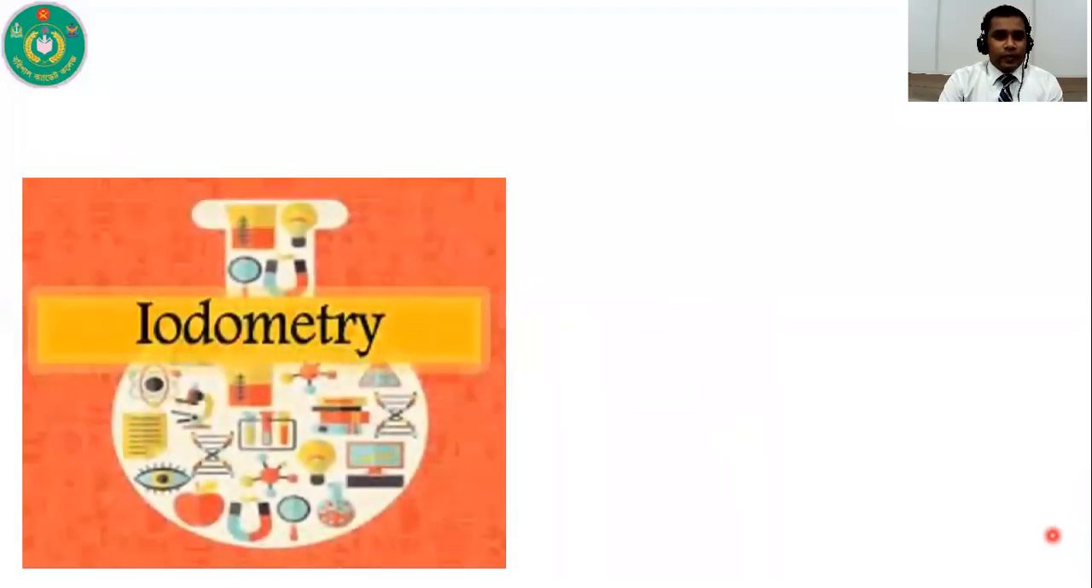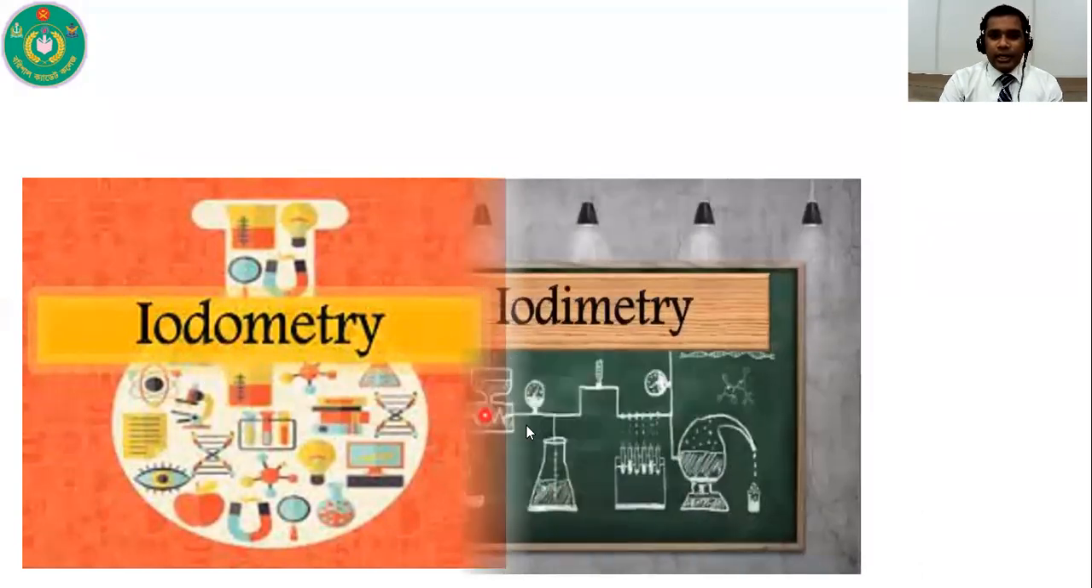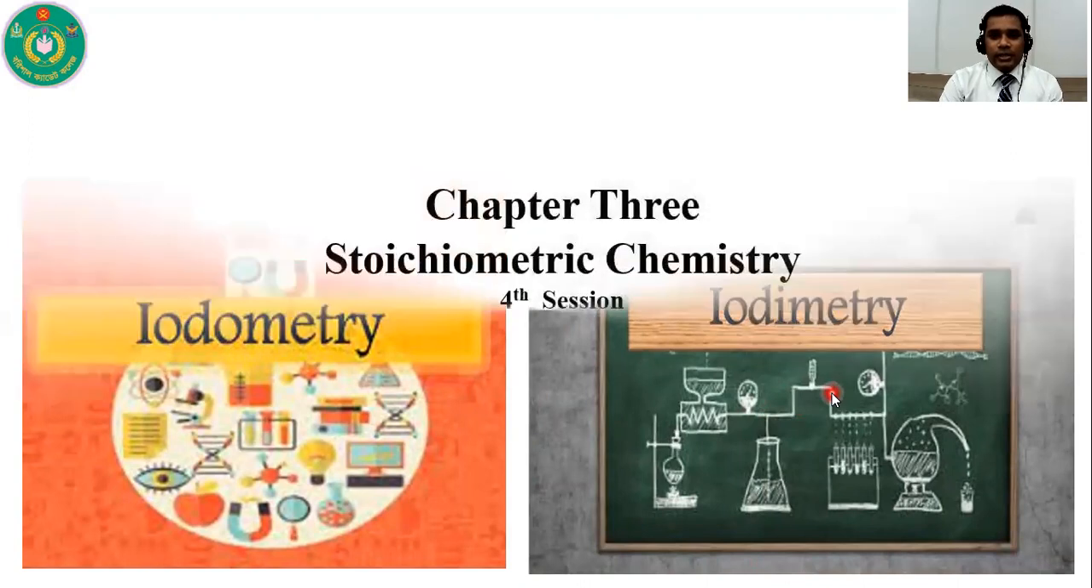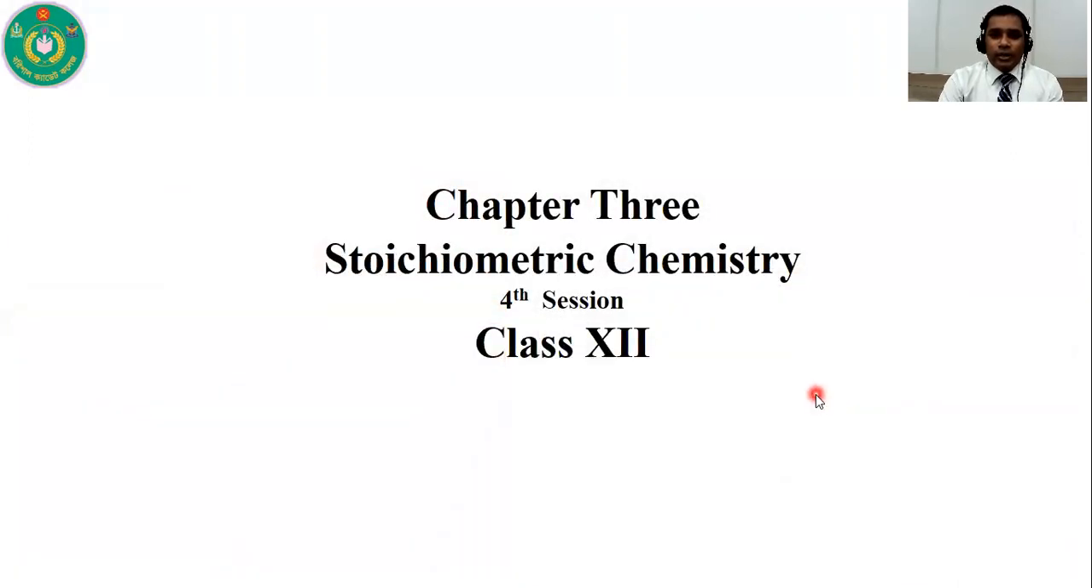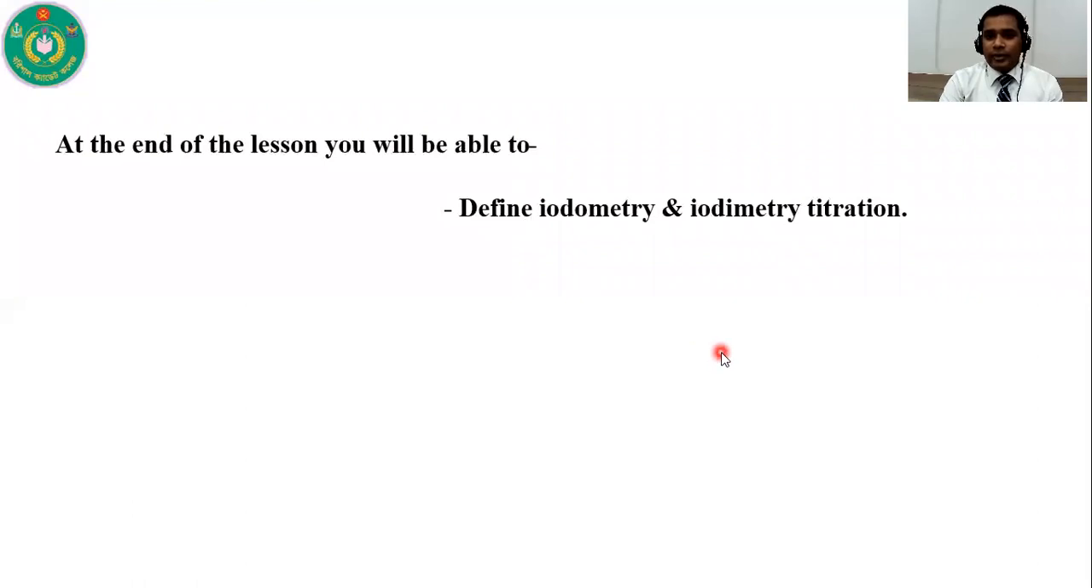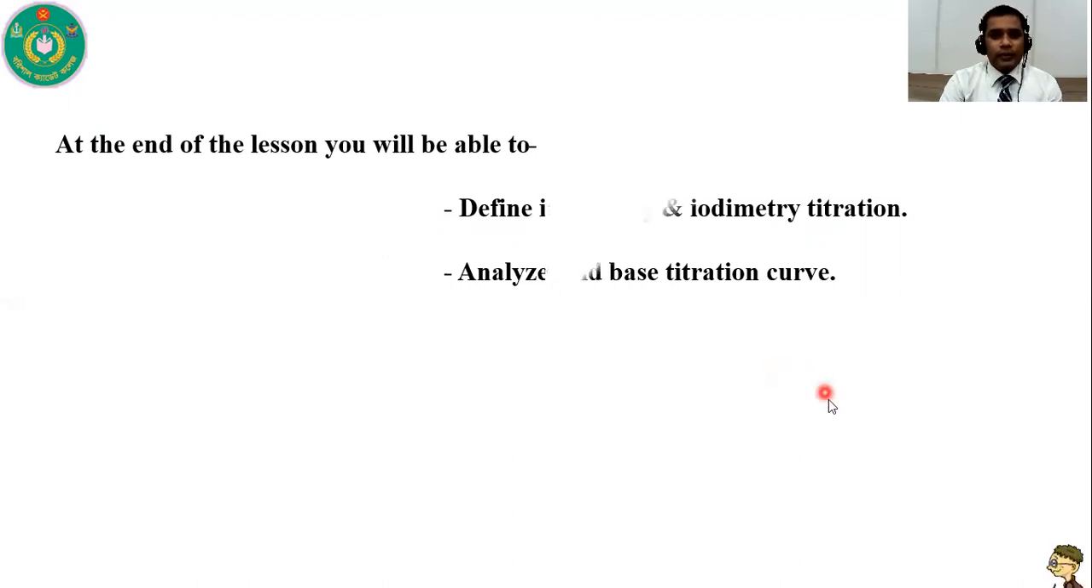Okay, boys, by seeing this picture, that is iodometry, and another picture, iodimetry, what do you guess? Today is the last session of stoichiometric chemistry, chapter 3 for class 12. At the end of this lesson, you will be able to define iodometry and iodimetry titration, and you can also analyze acid-base titration curve.